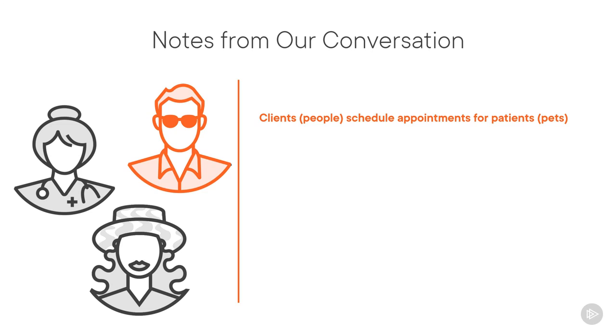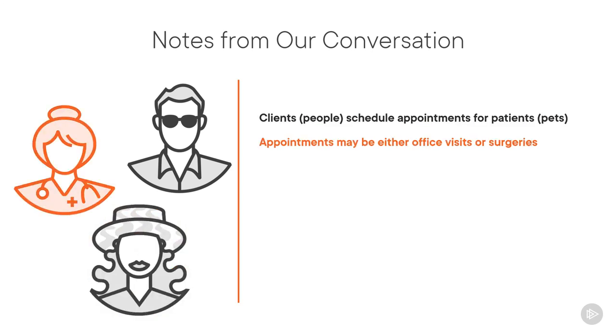Yeah. Sorry. So the client needs to make an appointment for their pet. They'll talk to a staff member who will schedule the appointment. What kind of information do they need in order to do that? So that really depends on the type of appointment. It could be an office visit, or it could be a surgery. Why don't we talk about the office visits first?